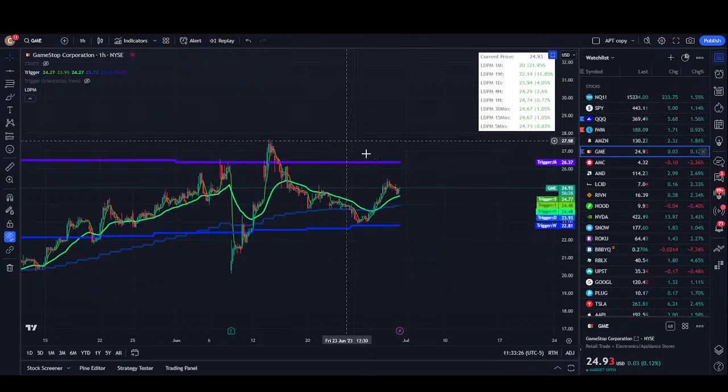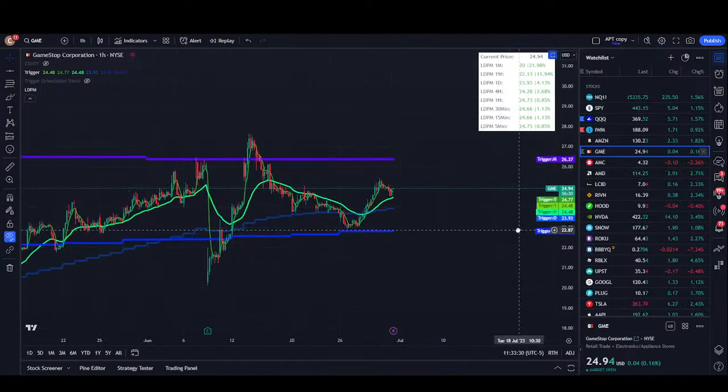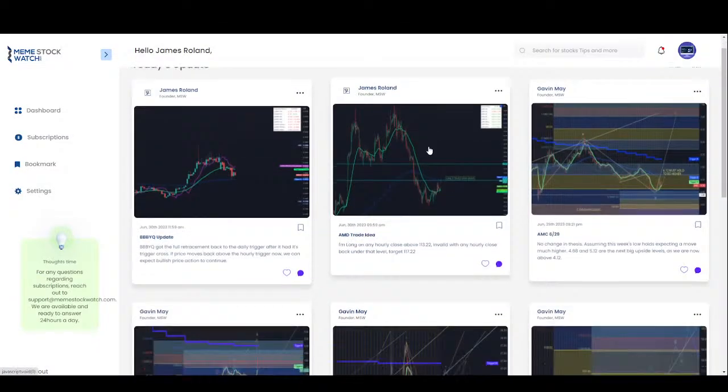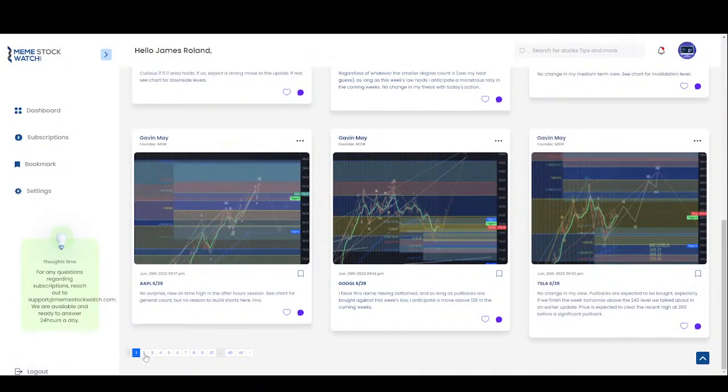So start off by just going through the meme stock watch update from last night, and then showing you guys how that can be applied to your trading. So let's see if I can find the GME update real quick.